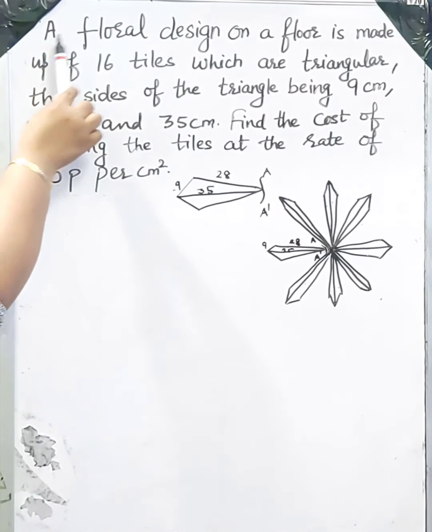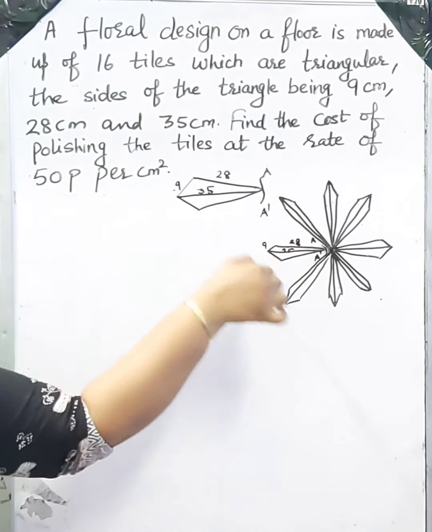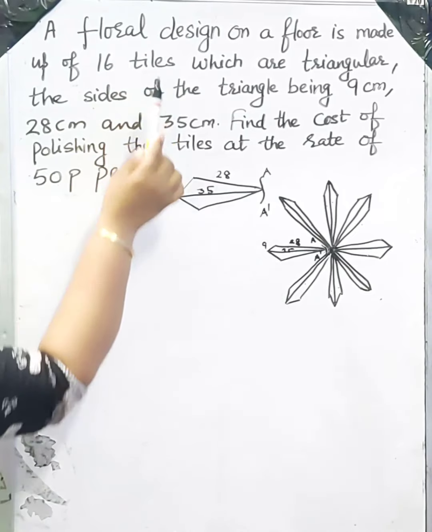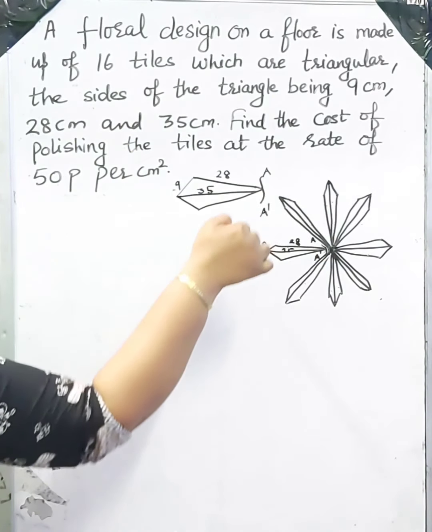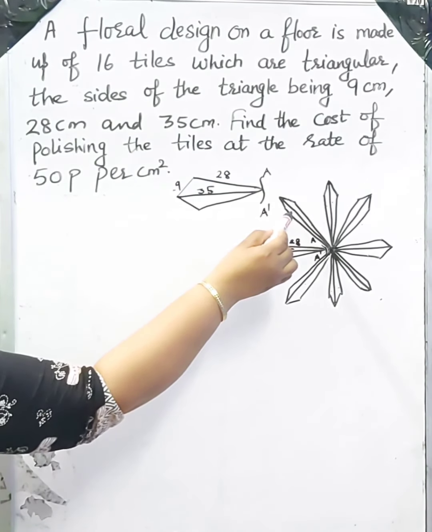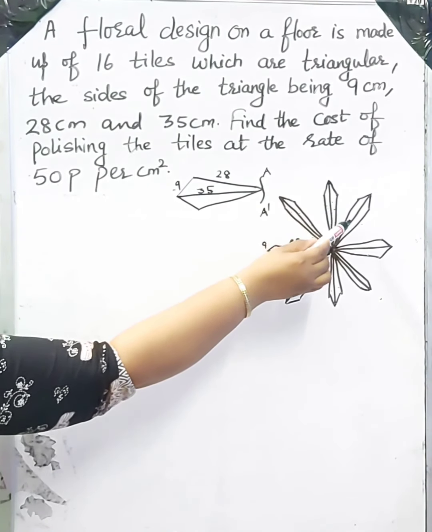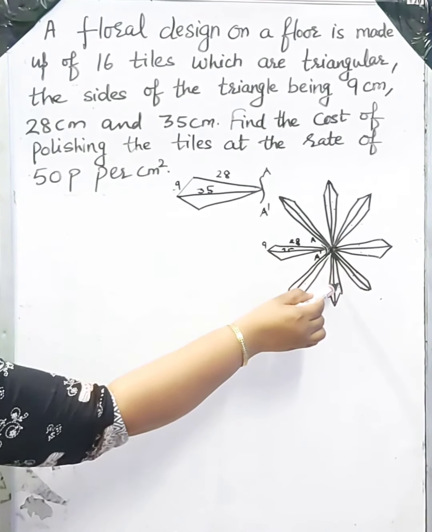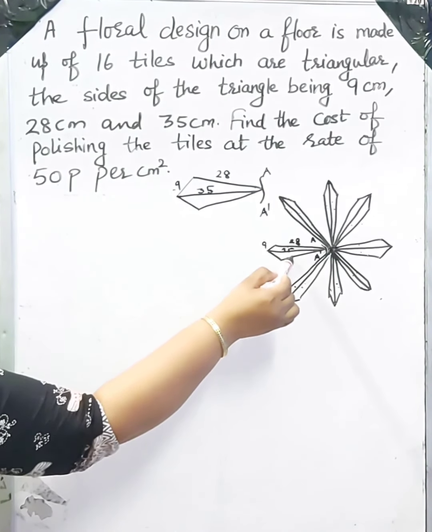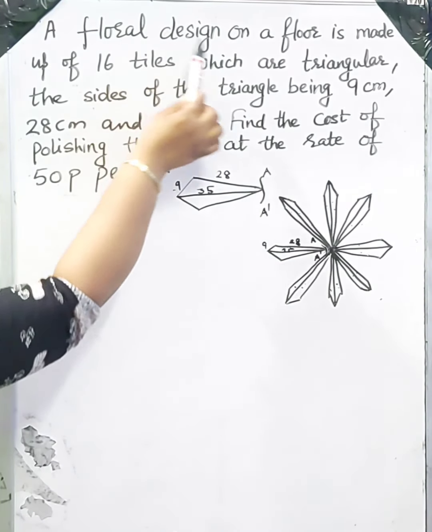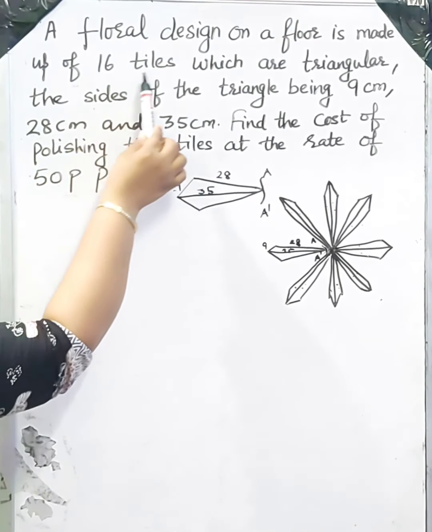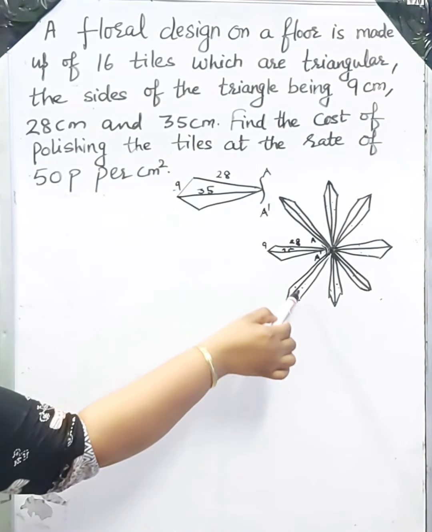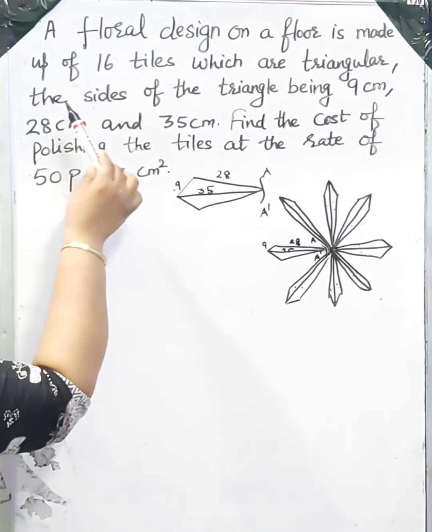Next question is a floral design on a floor made up of 16 tiles. This floral design is made up of 16 tiles: 1, 2, 3, 4, 5, 6, 7, 8, 9, 10, 11, 12, 13, 14, 15 and 16. The tiles are triangular, and the shape of each tile is a triangle.